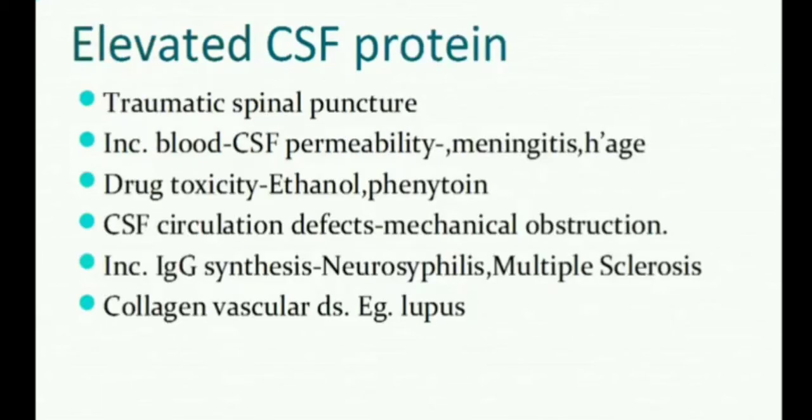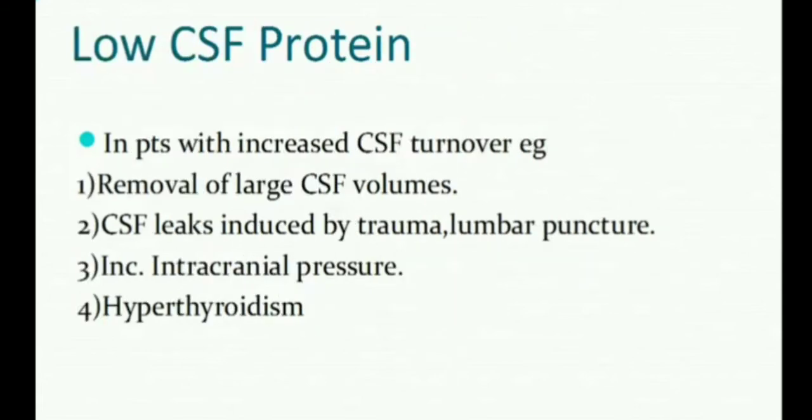An elevated CSF protein can be seen in traumatic spinal puncture, in meningitis, in cases of drug toxicity, and mechanical obstruction, in cases where there is increased immunoglobulin synthesis, and collagen vascular diseases. Low CSF protein can be seen in patients with increased CSF turnover, like there is increased removal of CSF, in CSF leaks, in cases of hyperthyroidism. Also, we can check the specific proteins in CSF. Which are these proteins? Like alpha-2 macroglobulin, beta-2 amyloid, tau proteins. This is seen in cases of Alzheimer's disease.